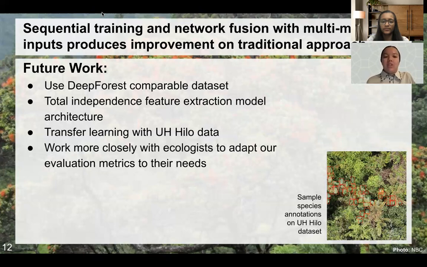And then we really want to transfer learn this to the UH-Hilo data to see how we can actually use it in the Hawaii forest as we really would like to. And one of the things that we will be doing imminently is working more closely with ecologists to adapt our evaluation metrics to their needs and make our model perform better to actually impact the forests that we want to preserve.